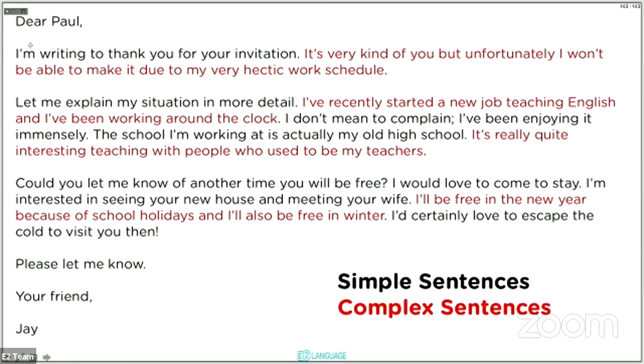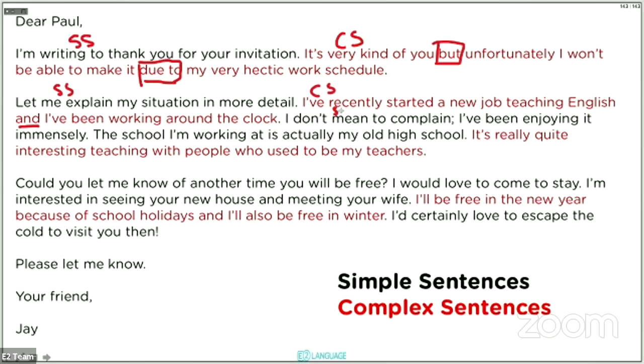So this is what would be a simple sentence. Fine. This is a complex sentence. You'll see, because it's connected through this thing here, this little connecting device. It's very kind of you. Oh, we've got two, but unfortunately I won't be able to make it due to my very hectic work schedule. Here we've got a simple sentence. Here we've got a complex sentence. I've recently started a new job teaching English, and I've been working around the clock. So we've got subject, verb, object, subject, verb, object.